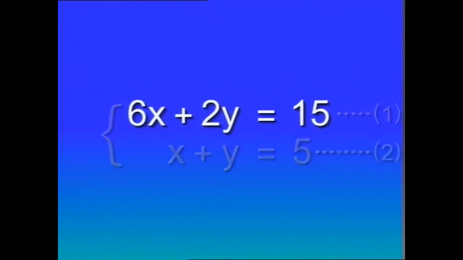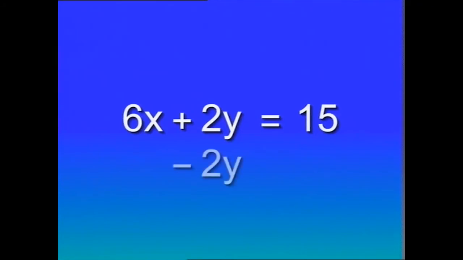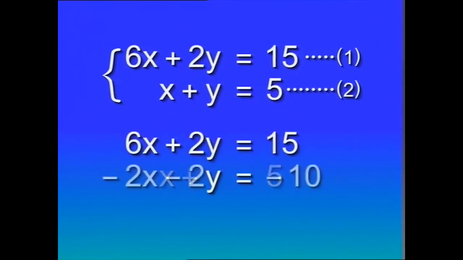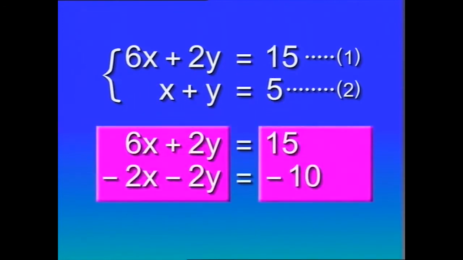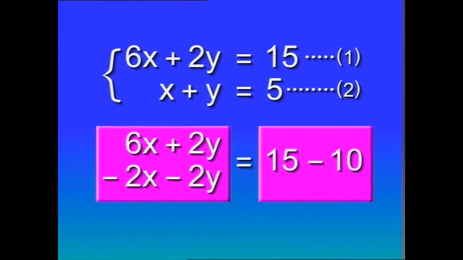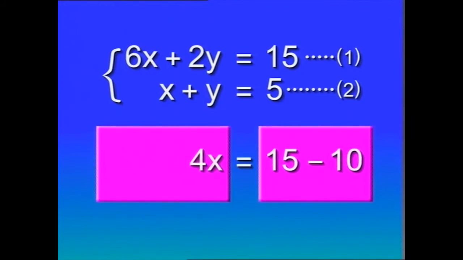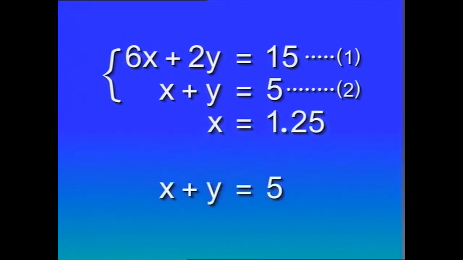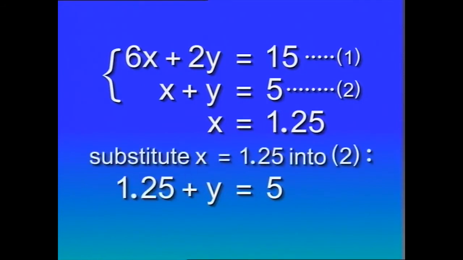We could cancel the unknown y in the first equation by adding it to negative 2y. If we multiply the second equation by negative 2, we obtain the negative 2y. When we then add the two equations together, the 2y and the negative 2y cancel each other out, eliminating the unknown y. We're left with 4x on the left and 5 on the right. Therefore, x equals 5 over 4. That is 1.25. By the method of substitution again, 1.25 is substituted for the unknown x. This forms an equation in one unknown. This time, the unknown is y. Thus, the value of y is found to be 3.75.